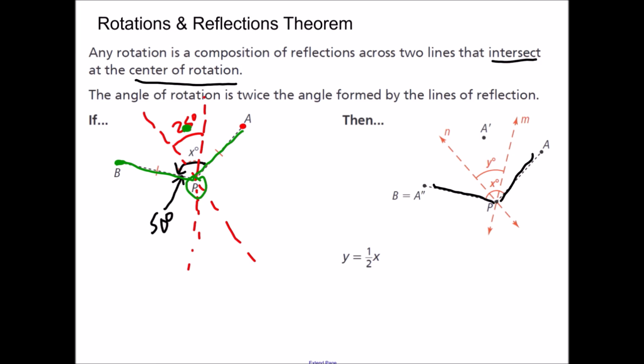Okay, so that's what this rotations and reflections theorem states. This is not an official name. This is just what I called it. It's a theorem in the book, but has no name in the book.